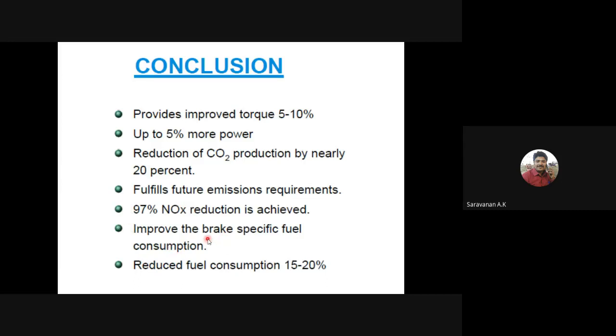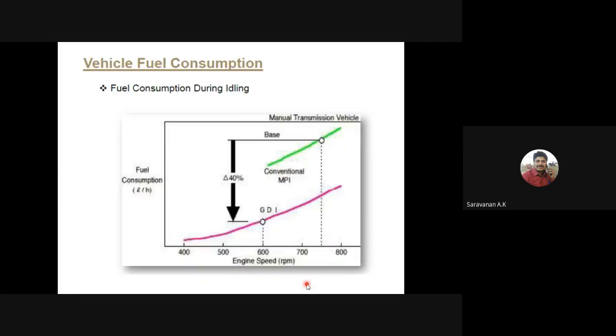The brake power efficiency also we can improve, and the fuel consumption will be very low. So 15 to 20% of fuel will be reduced. So all these advantages will be there in the GDI engines. Is it clear? Students?